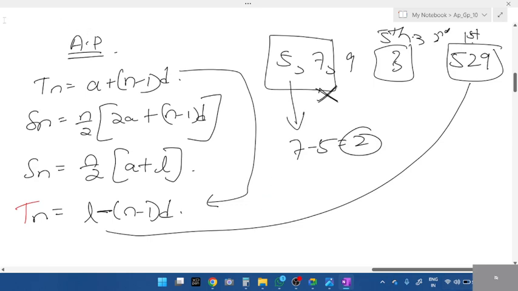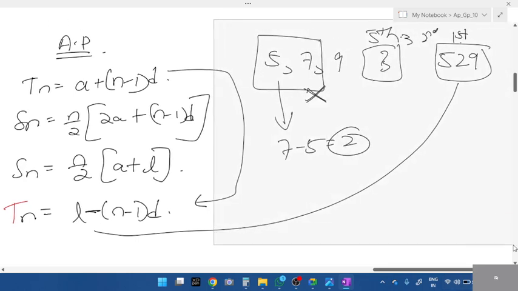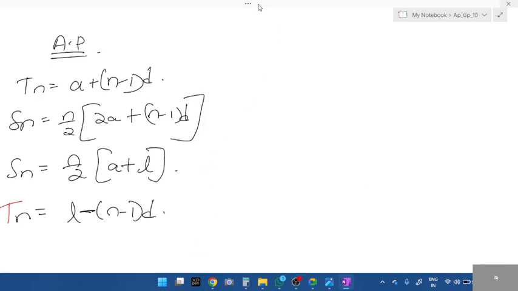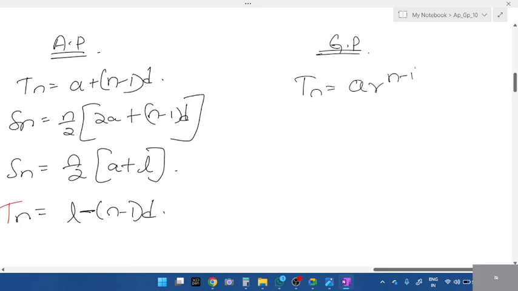Is it clear, students? AP question is clear? Next, be quick, GP. Compare this and tell me the GP question. What's the first GP question? To find the first term, which one do you use? T of n is equal to a into r power n minus 1. See, almost all the alphabets are present. Tn is given, a is given. Instead of d, we have r. Here n minus 1 comes before d; here n minus 1 is in the power. It's in the power.